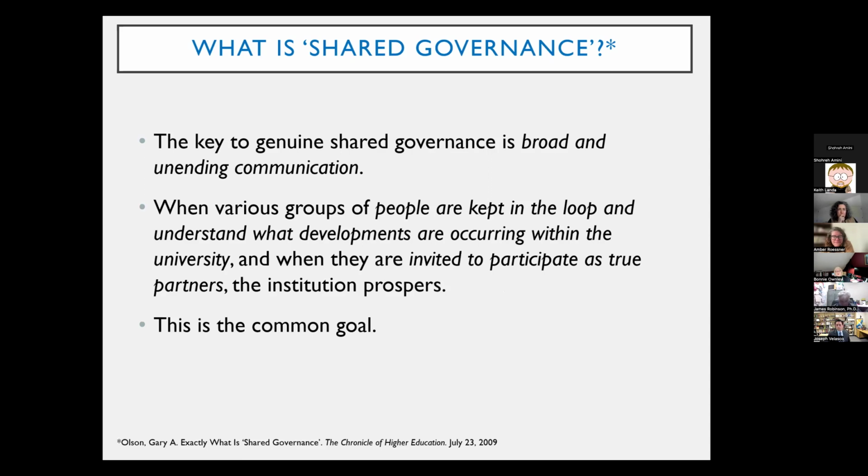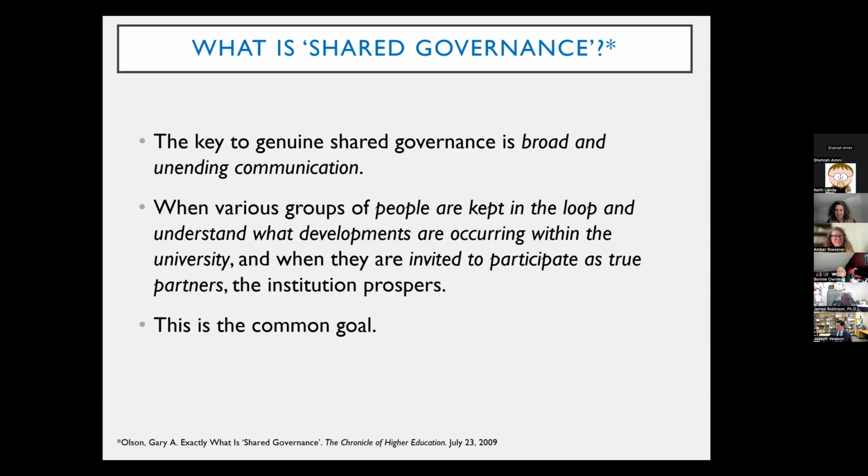So in order for shared governance to work, you have to have broad and unending communication. Communication is the key. And if your university is anything like mine, communication has never really been a strong suit at the university between different groups. So this is something you have to practice and continually try to improve. The other thing with communication is when you tell people what's going on, even if they don't particularly like it, I think they'll take into account that at least they're being kept in the loop, and they can understand developments that are occurring within the university.